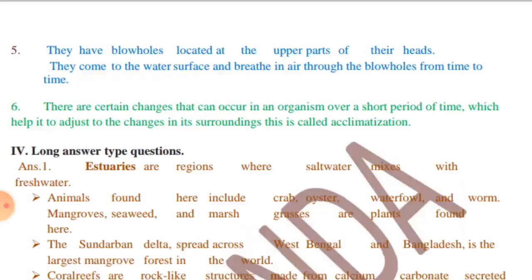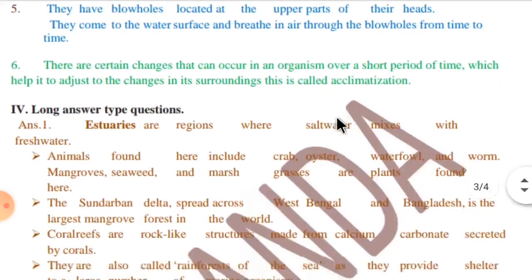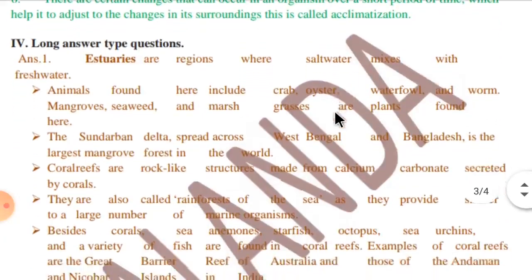Let's see the next question, the sixth one. Define acclimatization. The answer is, there are certain changes that can occur in organisms over a short period of time which help them adjust to the changes in their surroundings. This is called acclimatization. Okay, so these are the short question answers.